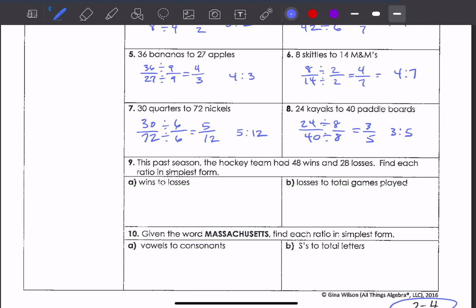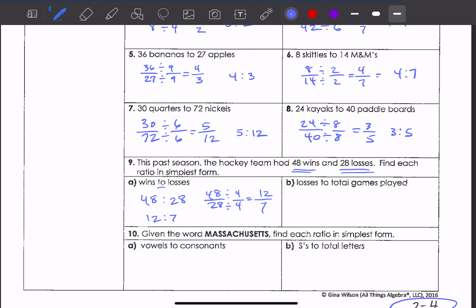Number 9, this past season, the hockey team had 48 wins and 28 losses. Find each ratio in simplest form. So what are they asking us to find? Wins to losses. Well, I know the wins is 48, and I know the losses is 28. So I can write it like that, or I can write it like this. What is the greatest common factor of 48 and 28? It's 4. So the wins to losses ratio is 12 to 7.